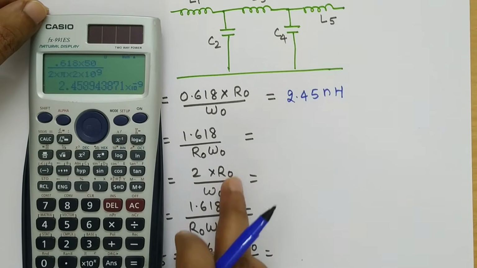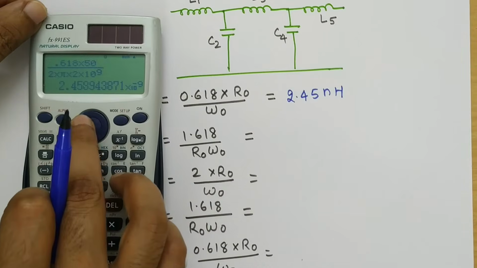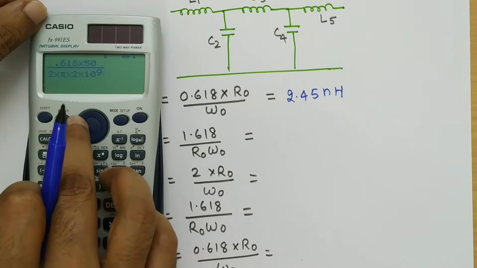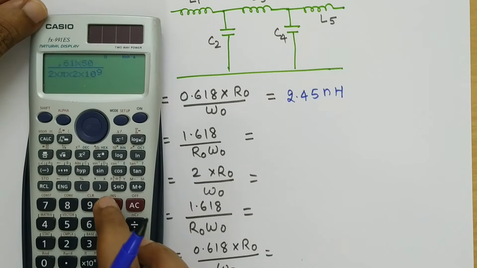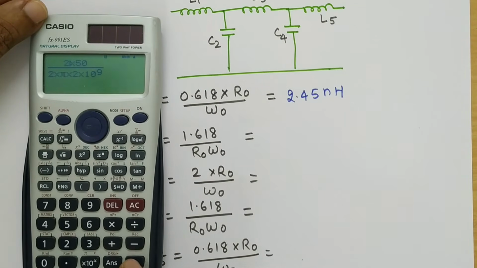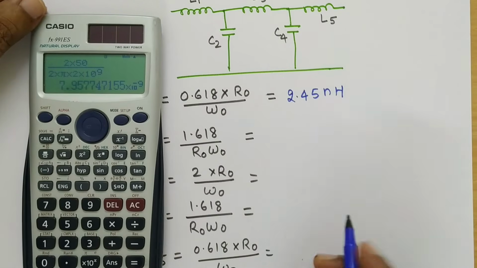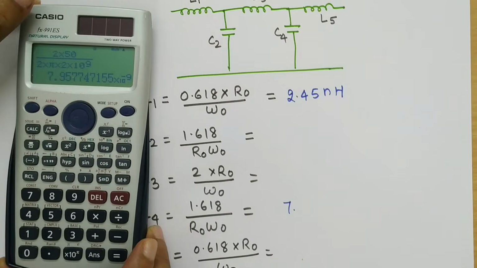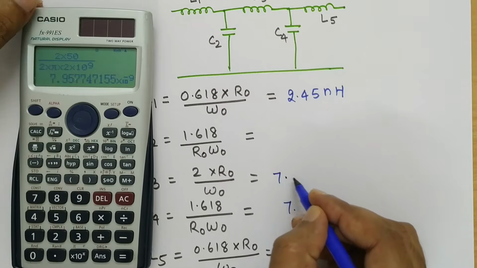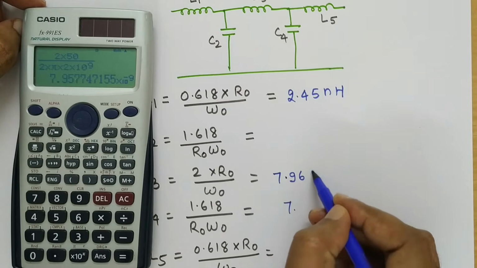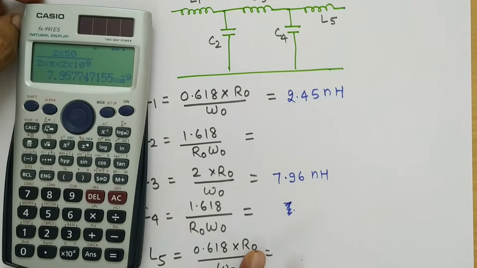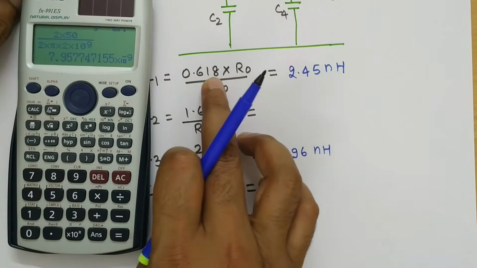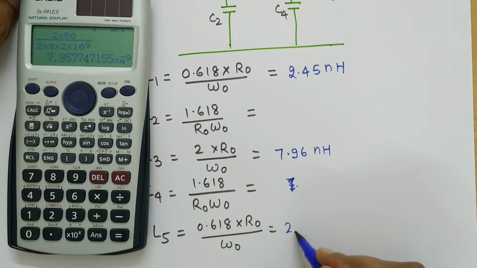Then another one we have R0 by omega naught into 2. So in place of 0.618 we will put 2 and we'll calculate the remaining value also. So here it is 2. So this is 7.96 nanohenry. Then the last value will be again which we have calculated here. This is also the same, so it is 2.45 nanohenry.